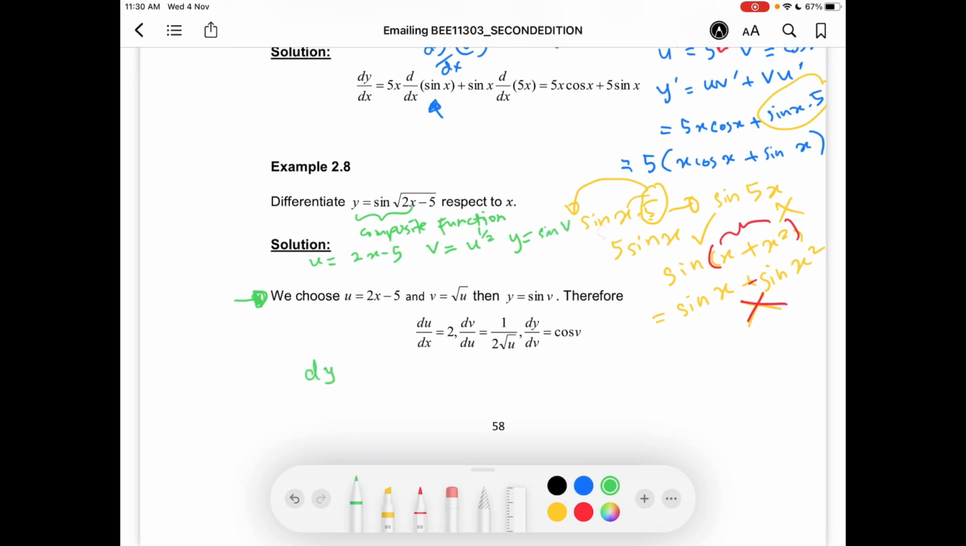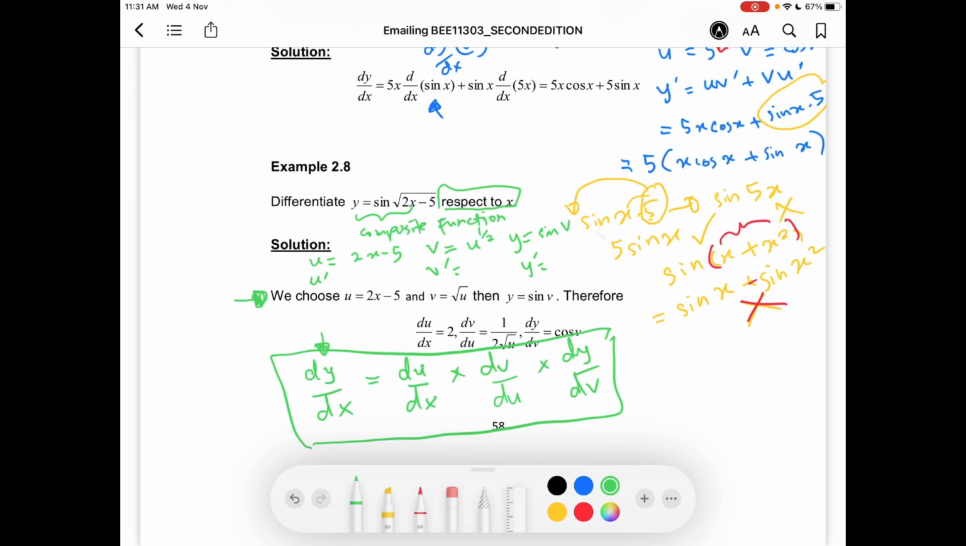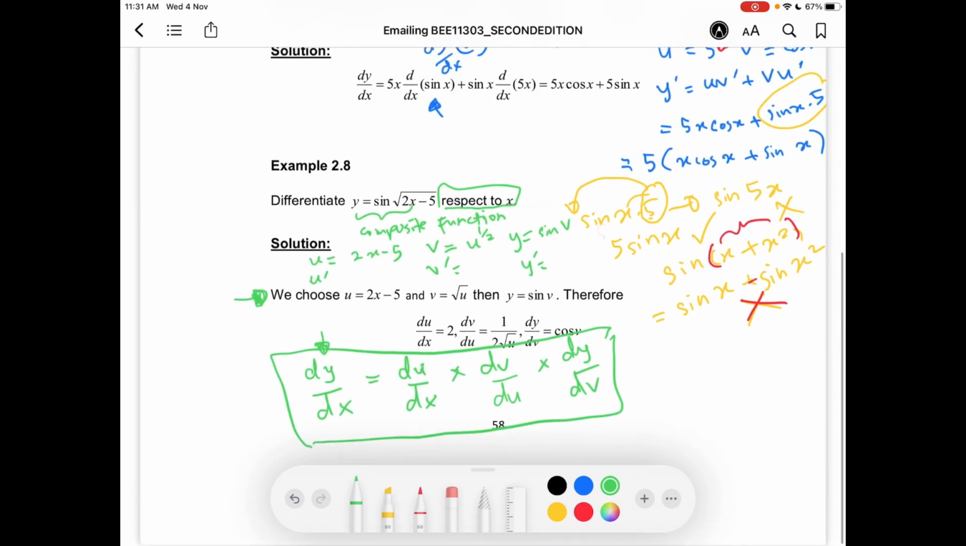So when you want to do the chain rule, we want to differentiate with respect to x, so dy over dx equals du over dx, which is u prime, times dv over du, which is v prime, times dy over dv. We want to get dy over dx, so that is why you need to write down the formula like this. You can cancel out the terms, and what's left is dy over dx. Got the idea?